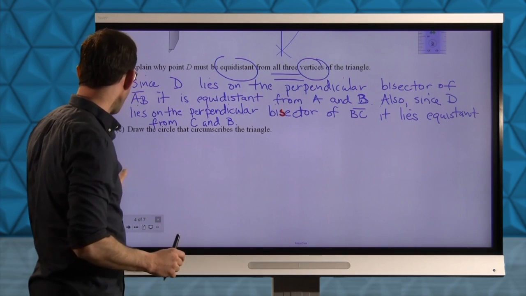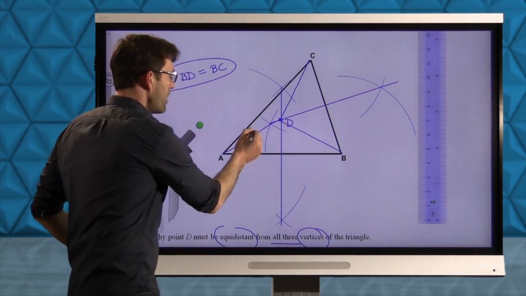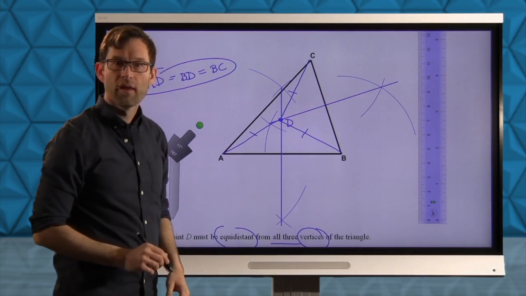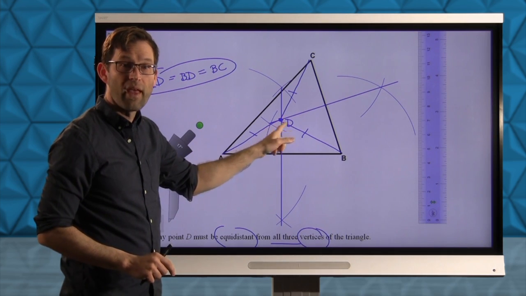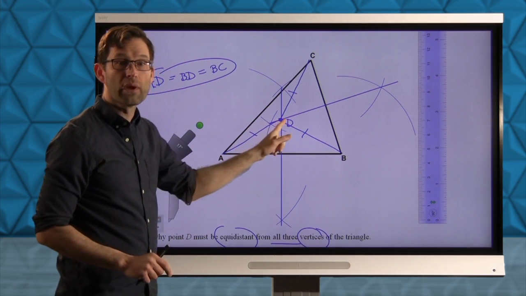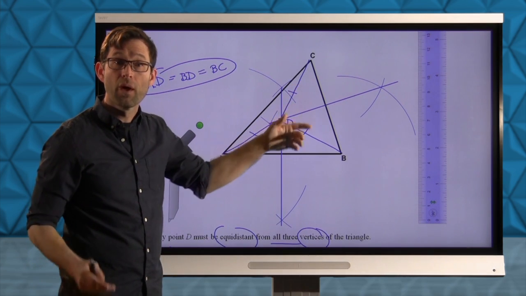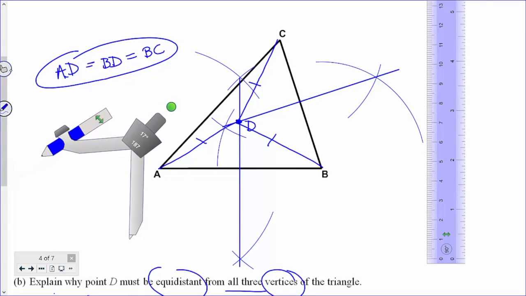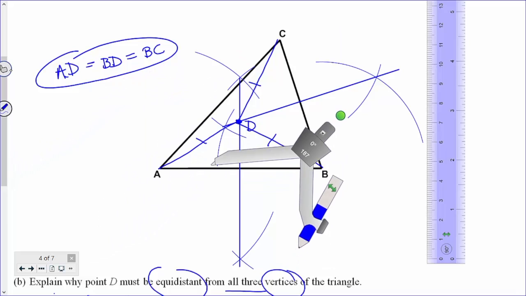Well, we kind of have it now, and let me explain why. You see, this length is congruent to this length, which is congruent to that length. And therefore, if I use D as my center, and any one of those 3 lengths, which are all the same, as the length of the radius of the circle, I've got the circle. Take a look.